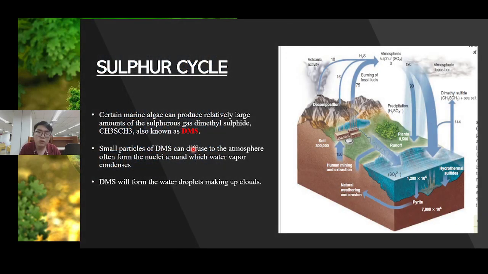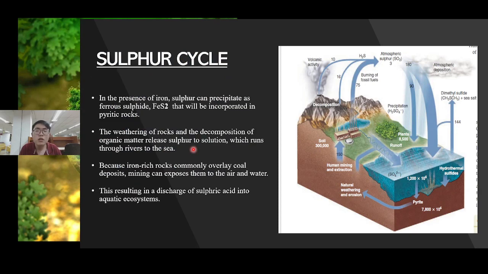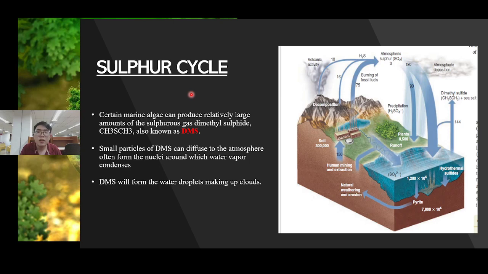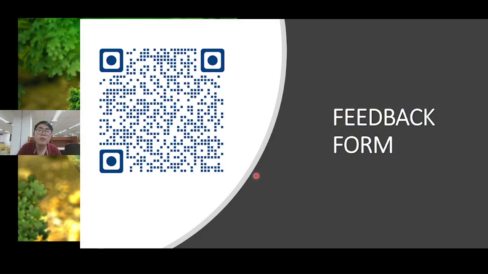Okay, so that's all for the cycle. For the sulfur cycle, the most important thing is these three bacteria. You have to memorize the names of the three bacterial species, and know each of their functions. What are the conversions? What are the reactions between them? Okay, so that's it for the biogeochemical cycle.